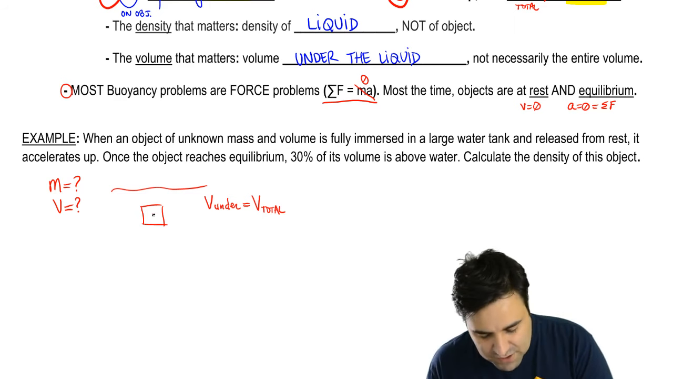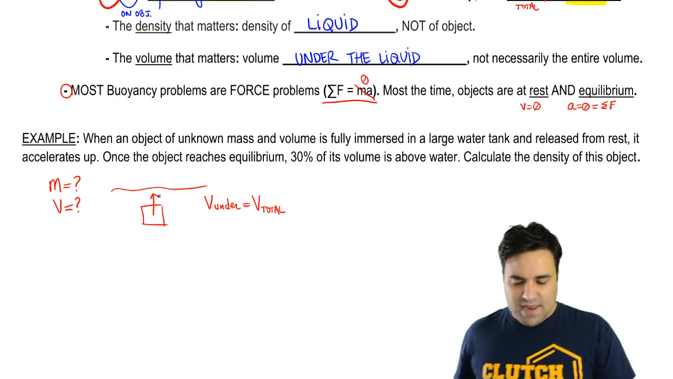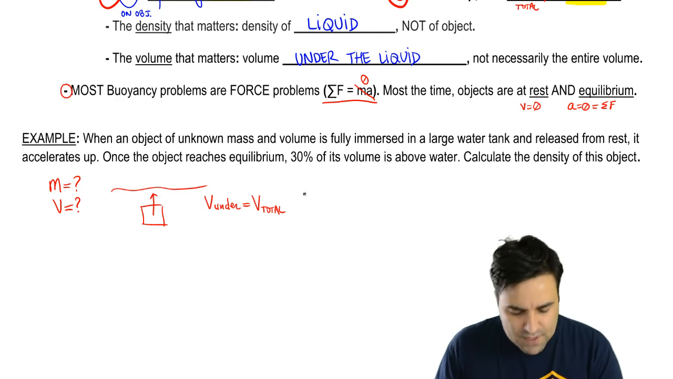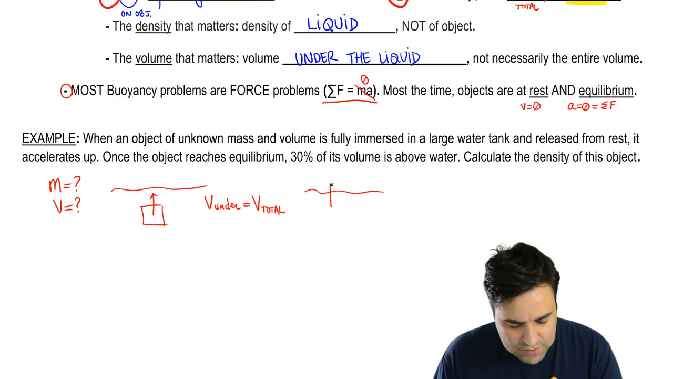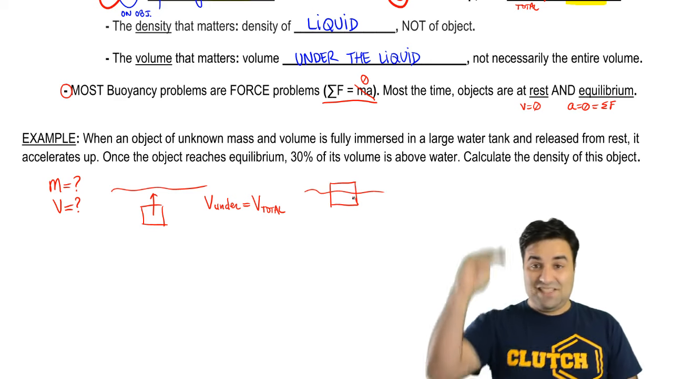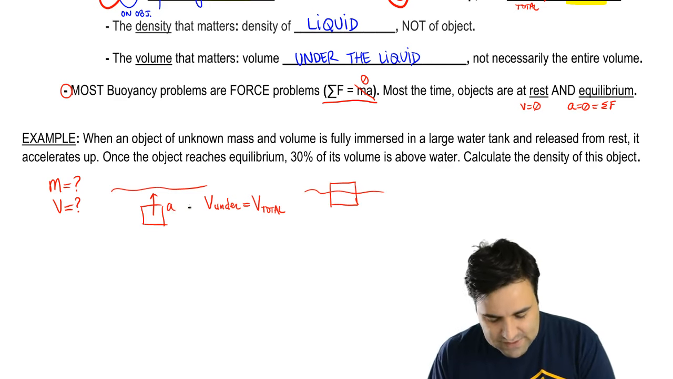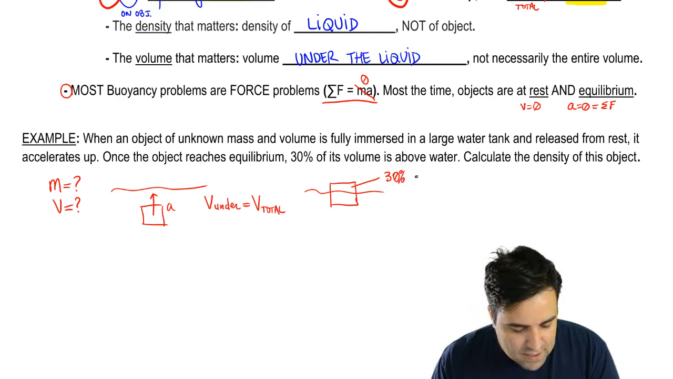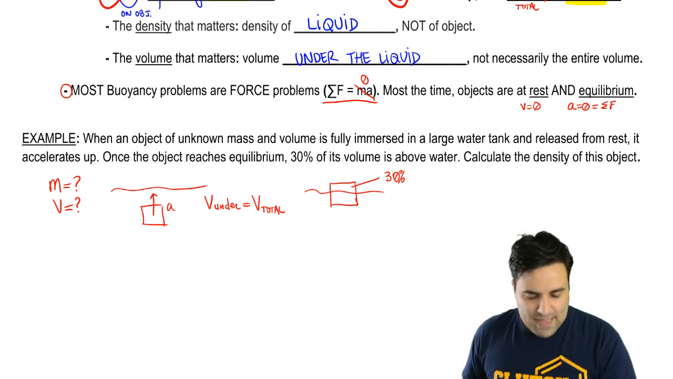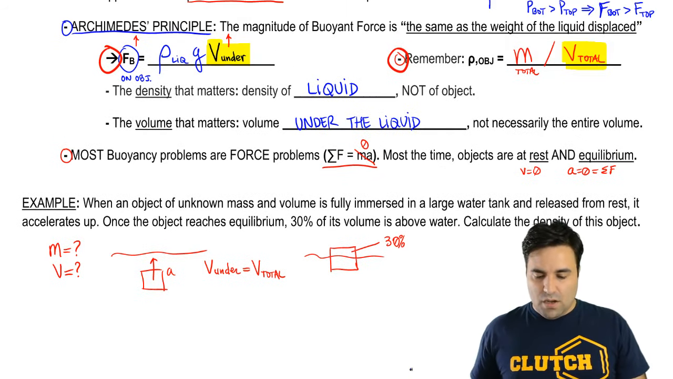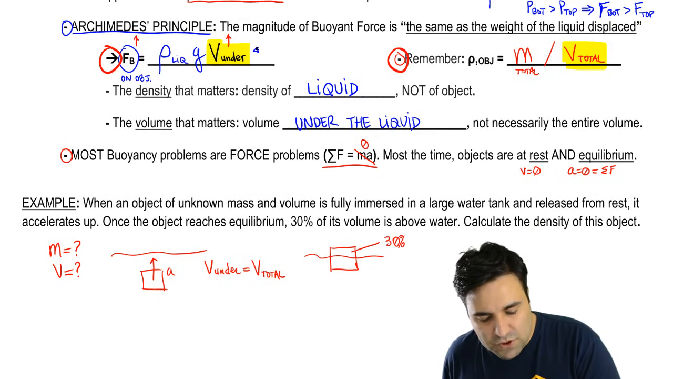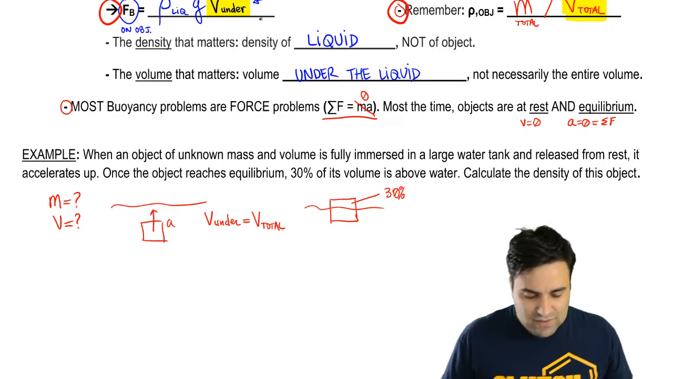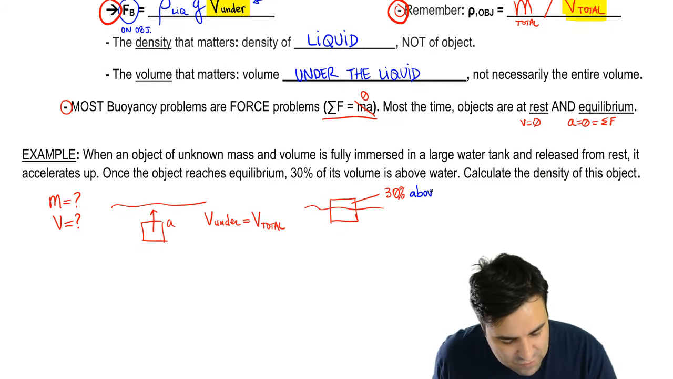So when you release the object, it's going to accelerate up. And then it says once the object reaches equilibrium, 30% of its volume is above water. So here's the object. Eventually it stops up there. So when you release it, it accelerates up. Eventually it stops, and 30% of the object is above water. Now, if you remember on this equation here, the only two volumes that matter are the total volume and the volume under. So 30% above doesn't do anything for us.